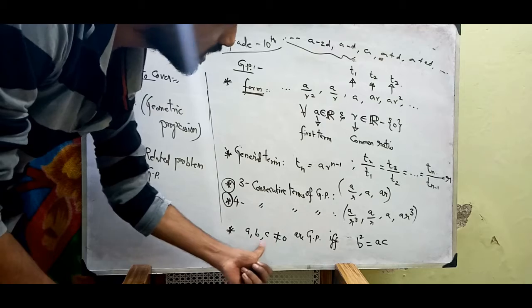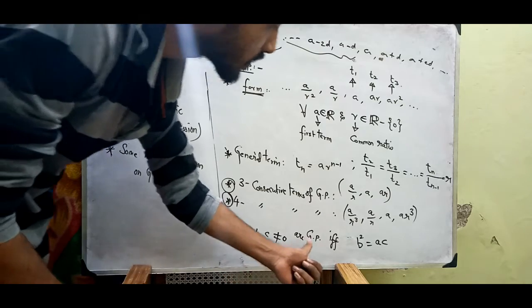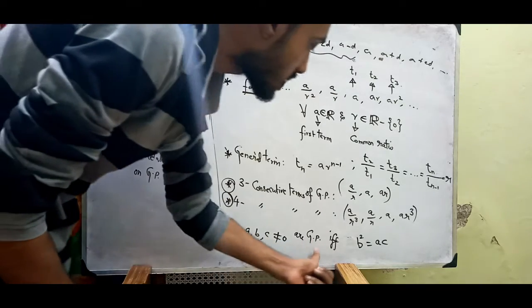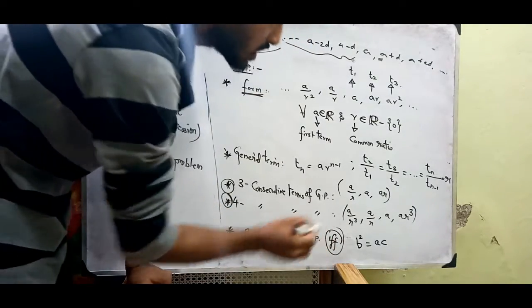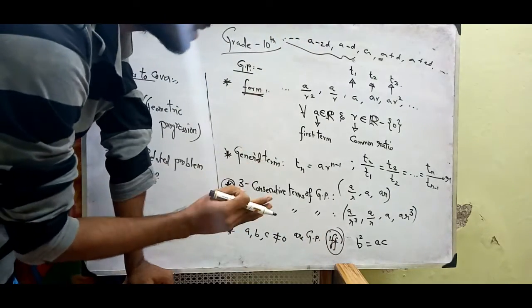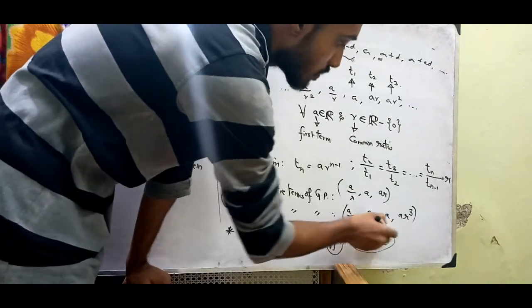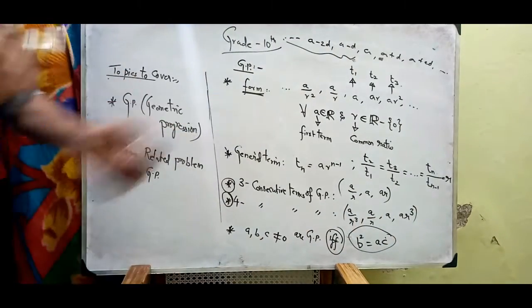Also, a, b, c should not be 0, and these 3 numbers are in GP if and only if, that means it is a condition, b square is equal to ac. If 3 numbers are in GP, it should be in this form.